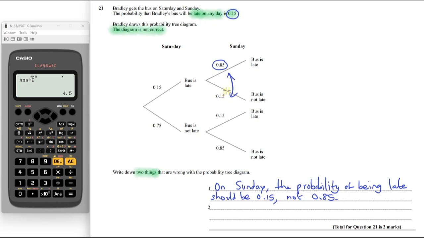Okay, now what else is wrong? Looking over at Saturday, this is correct, but if we look at the probability that it's not late, this is wrong. And the reason I know it's wrong is that I know probabilities sum to 1.